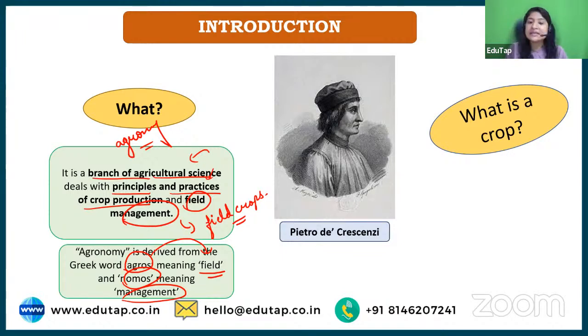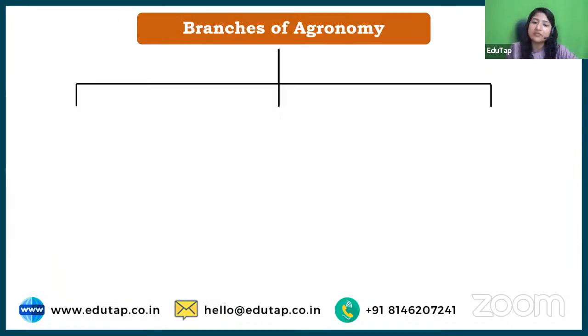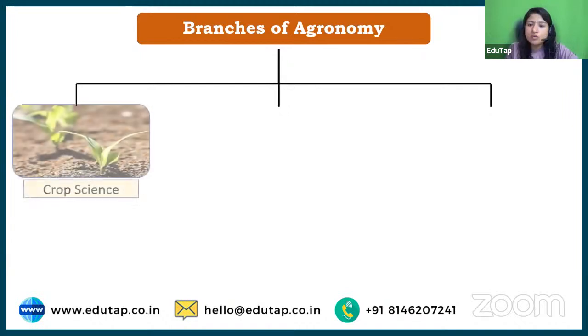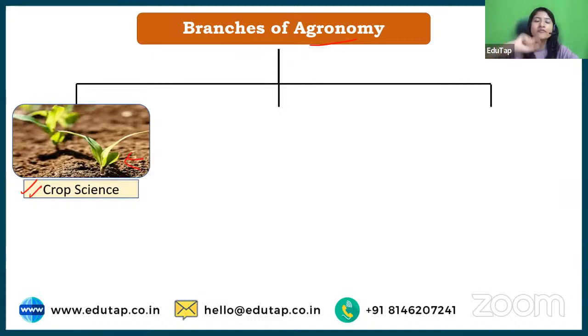Assis has highlighted a very important definition which we'll look at, and it has been asked in one of your previous year questions. The branches of agronomy include crop science, meaning you understand the requirements of a crop: whether it will grow in a given environment or not, and what the water requirement is. Every requirement of a crop comes under what?